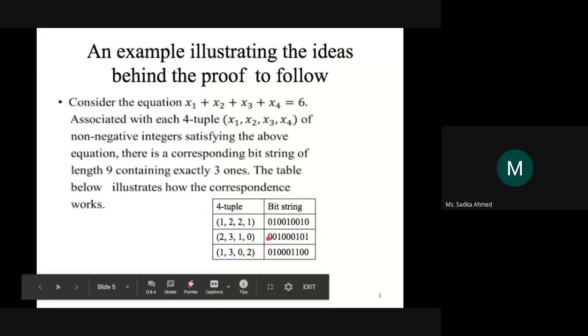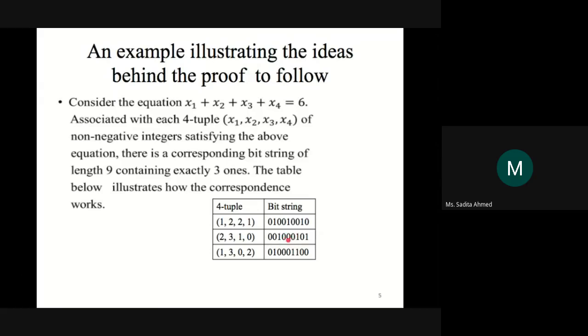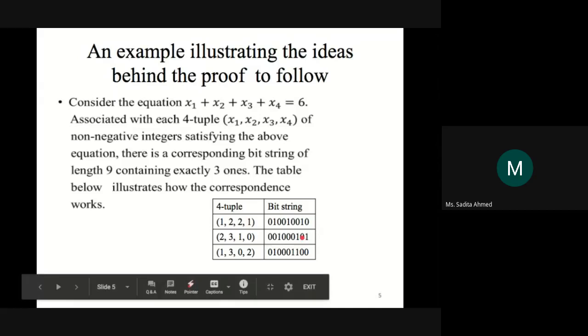Okay, first 2 zeros. There are 2 zeros here, so x1 must be equal to 2. Then a partition, and then we're moving on to x2. Then 3 zeros, so x2 must be equal to 3. Then a partition, and we move on to x3. A single 0, so x3 must be equal to 1. Then a partition, and then nothing. That means x4 must have been equal to 0.